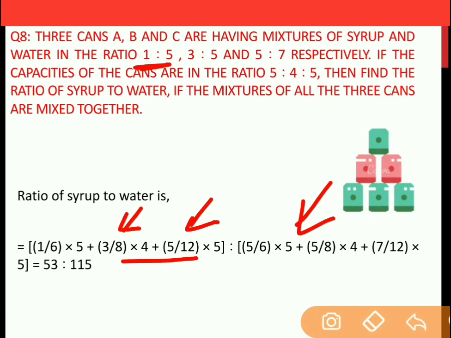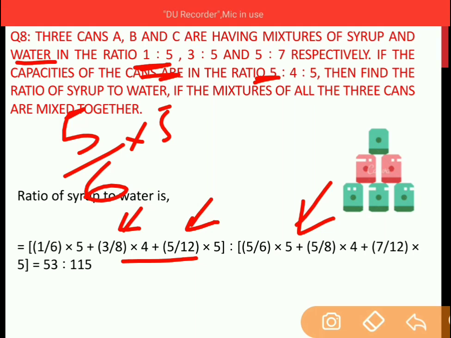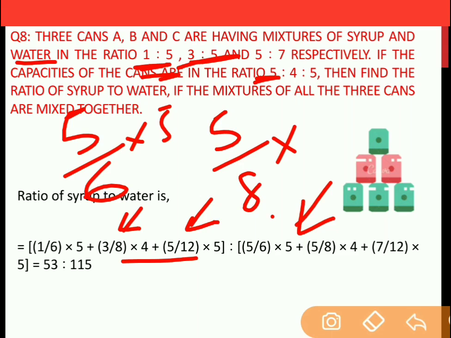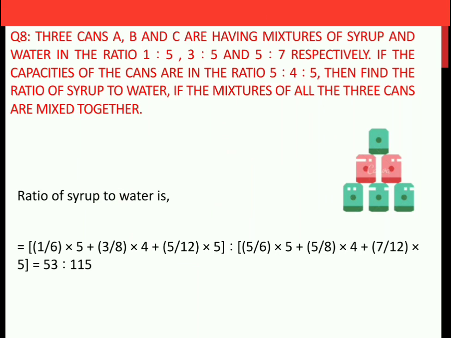Now for water: if the first can contains syrup and water in 1:5, the amount of water in the first can will be 5 by 6 of the total quantity. We have to take 5 parts of the first can, so 5 by 6 into 5. In the same way, the ratio in the second can is 3:5, so the water is 5 by 3 plus 5, which is 5 by 8 of the total quantity. The second can is of 4 parts, so 5 by 8 into 4. In the same way, the quantity of water in the third can is 7 by 12 into 5. So taking the ratio of these 2 parts, you will get 53:115.